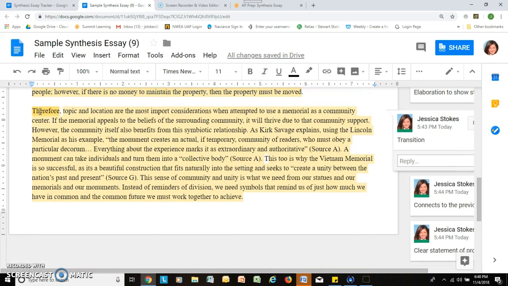Next, the student then puts "therefore," which is a transition, and then it goes into "topic and location are the most important considerations when attempting to use a memorial as a community center." So again, we have a really good transition here.